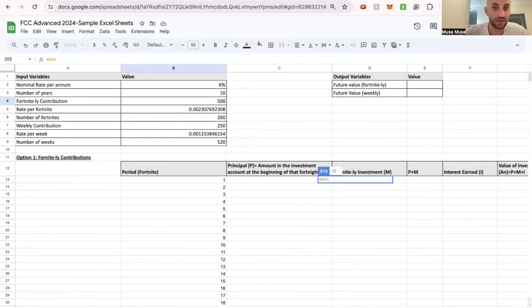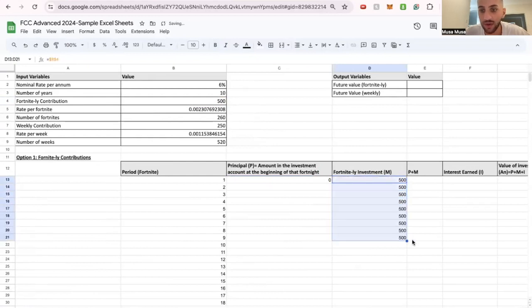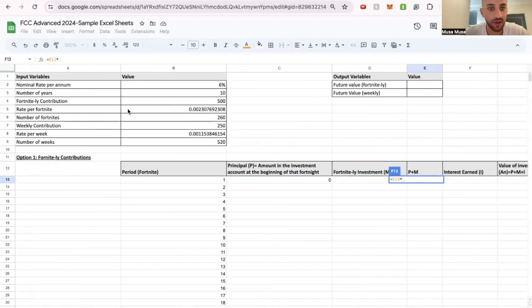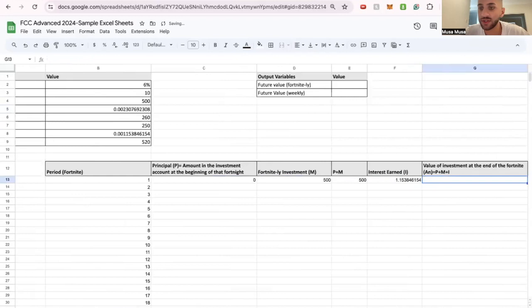I'm going to fix it by pressing function F4. So it's always going to be 500. If I drag this down, it's always going to be 500. What's my P plus M? It's going to be that number plus that number. How much interest am I going to earn? Well, it's going to be that times the interest rate per fortnight, which is this. And again, I want to fix this number because I'm always looking back to that 0.002307, whatever. And then how much is going to be the value of the investment at the end of the fortnight? It's going to be that number plus the interest.